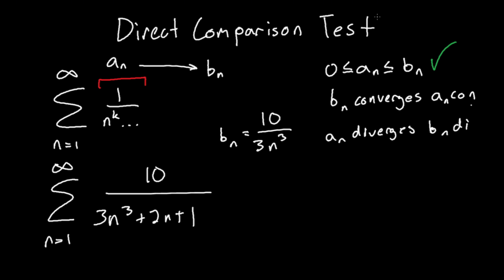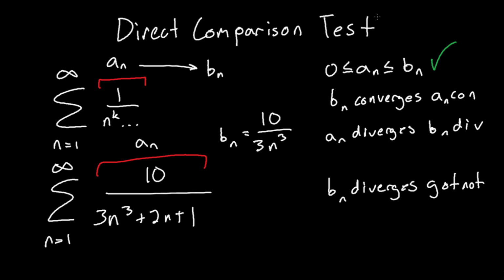Now, here's the annoying part about this condition. If b of n diverges, it tells you nothing about a of n, your original series. You get inconclusive as your result. So this right here is very annoying. If b of n diverges, then you got nothing.